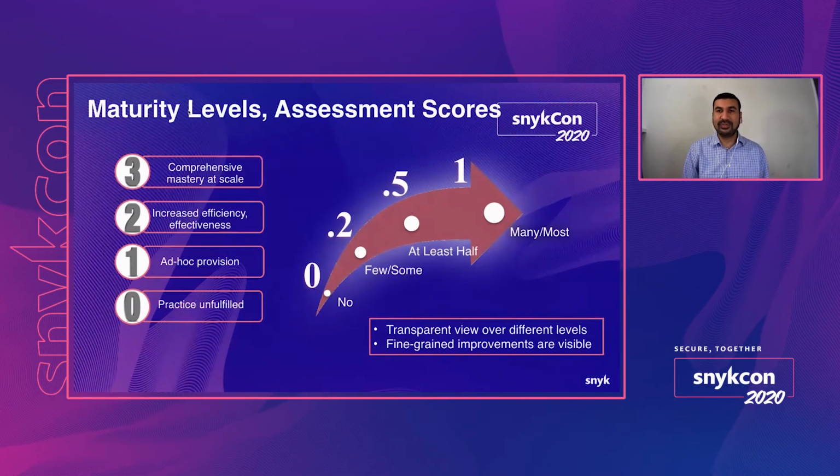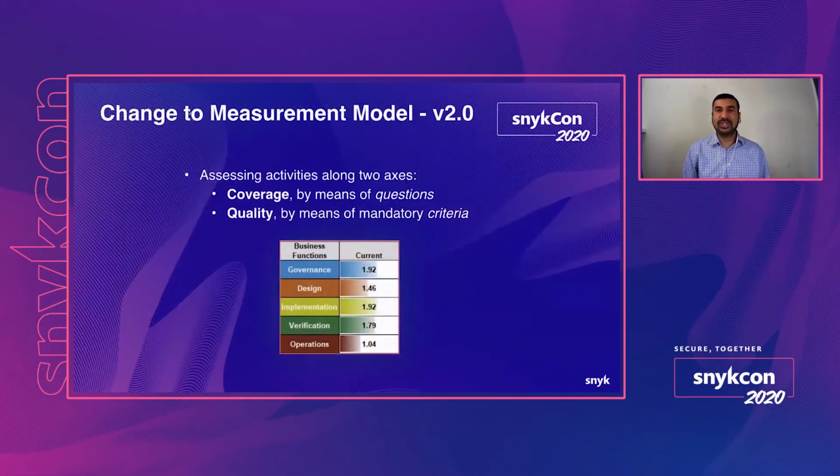So based on user feedback, we have made changes to the measurement model. In SAM version 2.0, we are assessing activities along two axes: the coverage by means of questions and the quality by means of mandatory criteria.